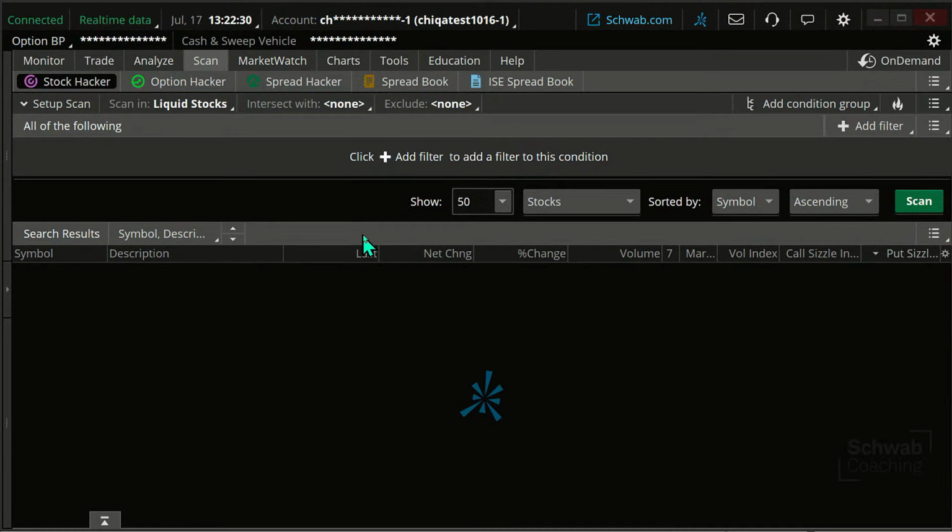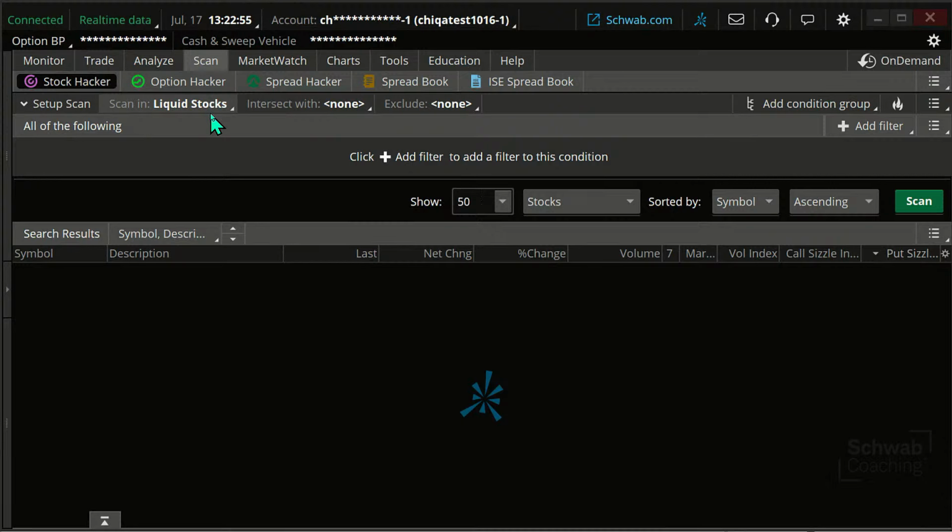Let's continue. I'm picking up where I left off. We threw in liquid stocks to start the scan off. So in case we wanted to do, if we really wanted to limit it down to something else, we can do that. But that's specifically what we're doing.